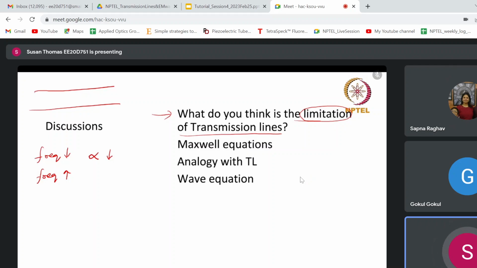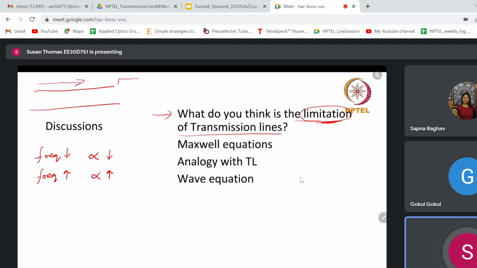So for higher and higher frequencies, you have a higher attenuation constant. That means at higher frequencies, as the wave propagates along the transmission line, it is going to attenuate more. So that is one limitation with the transmission line. Now, how do you overcome that limitation?